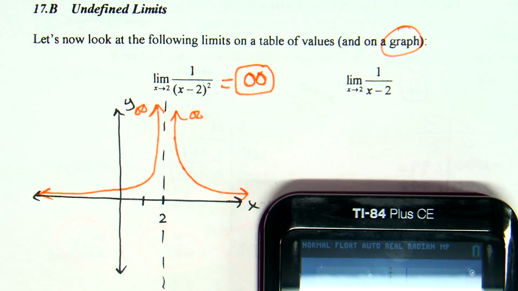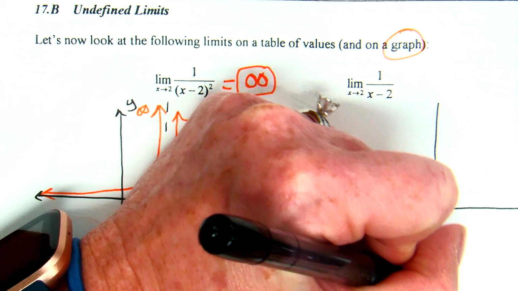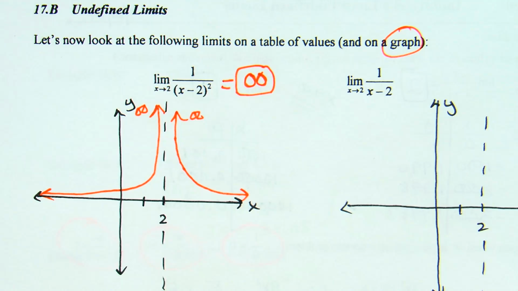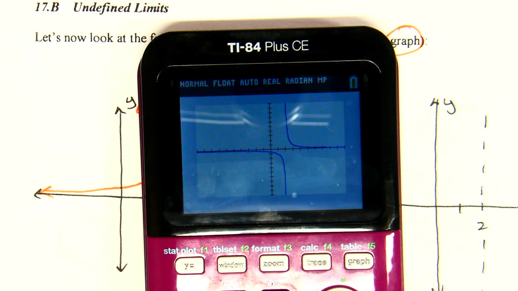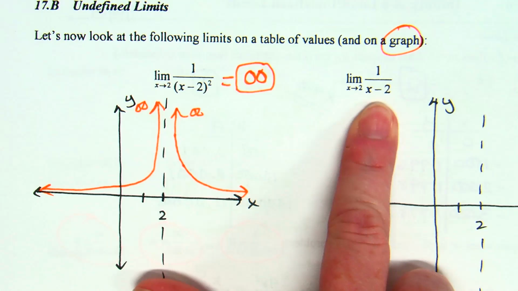Okay, so now, similar graph, yes, except one of them flips. Still a vertical asymptote at 2, yes. I know there's a vertical asymptote at 2 because A, I can trace it on my calculator, and B, set that denominator equal to 0, right? That tells me that there is something happening there.